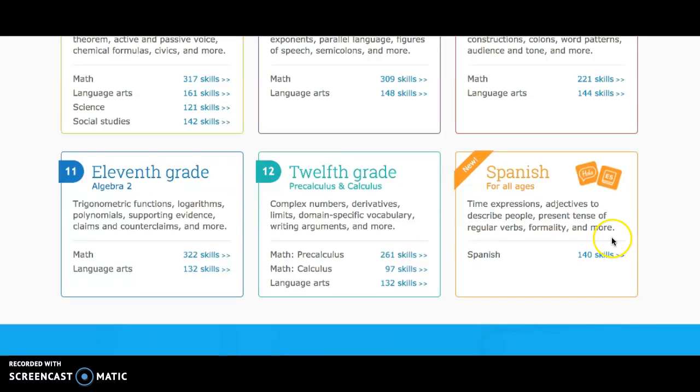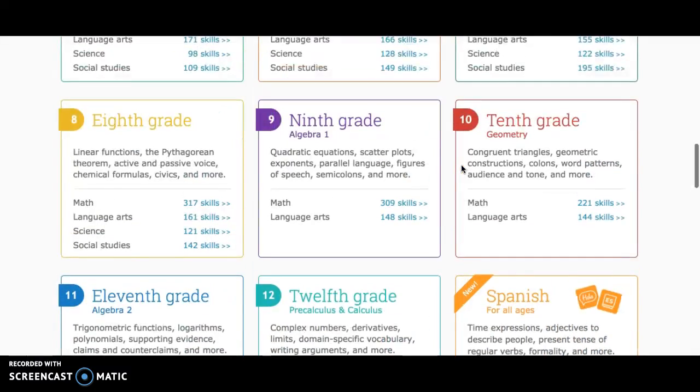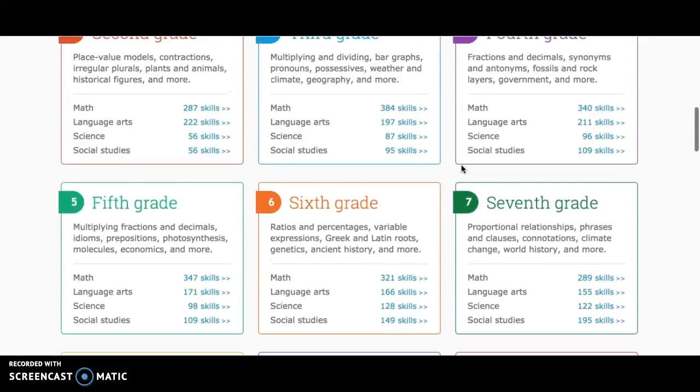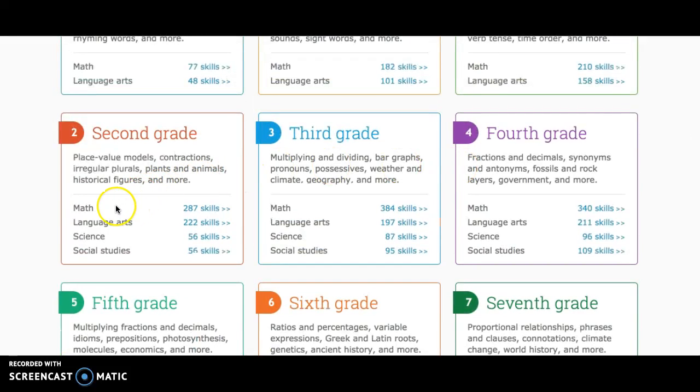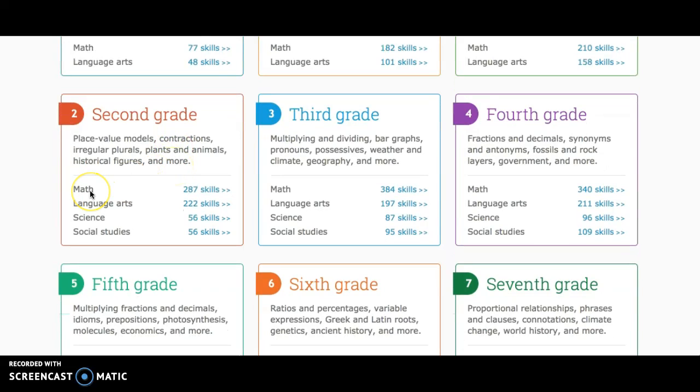IXL now has Spanish for all ages, but for today we will stick to 2nd grade and choose from the grade level skills that are offered there. For 2nd grade, they offer math, language arts, and science and social studies. Each grade level has either 2 to 4 of the required skills and subjects for those levels.